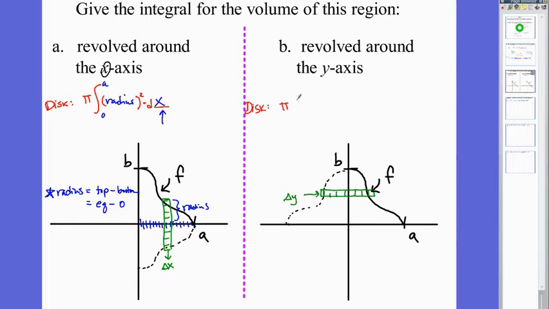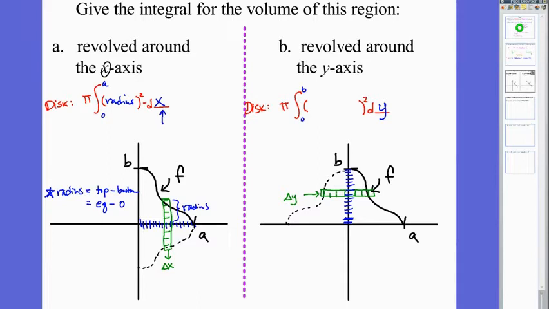The basic disk method is to take pi integral radius squared d blank, and we're going to fill in the blank with the y. And that sets up the chain of reaction. So now go back to the beginning of your integral. The limits of integration are going to be on the y-axis, starting with the bottom cut all the way up to the top cut. So our limits of integration this time are going to be from 0 to b.